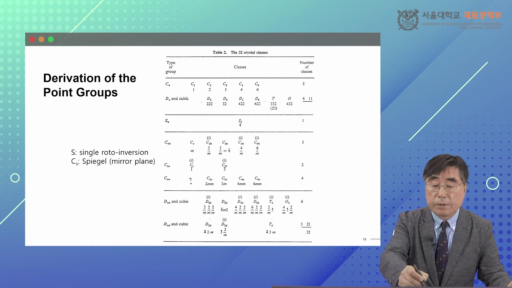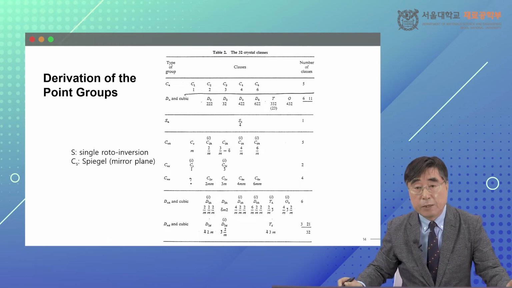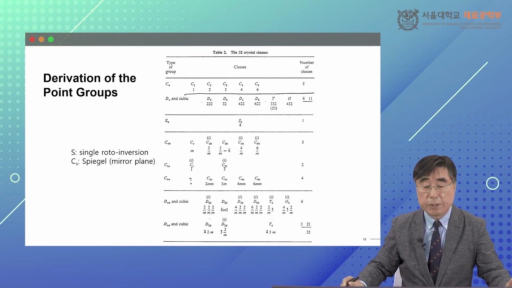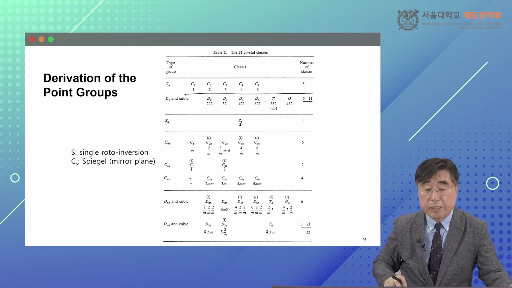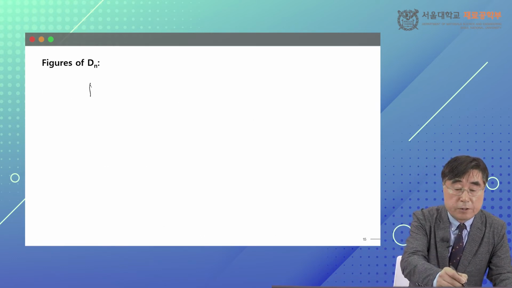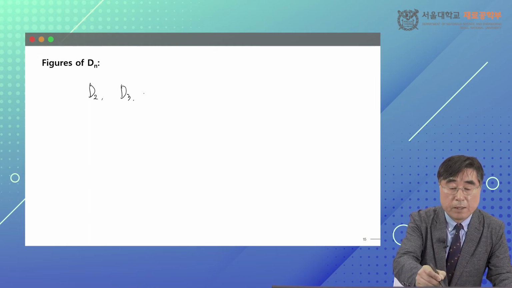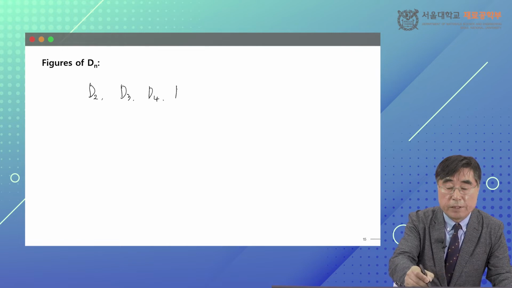So this one, I'm sure that you already know it, and you already know how to draw it in the stereographic projection. Now let's go to the Dn and the cubic. First the Dn. Okay, so there's Dn, D2, D3, D4, D6.